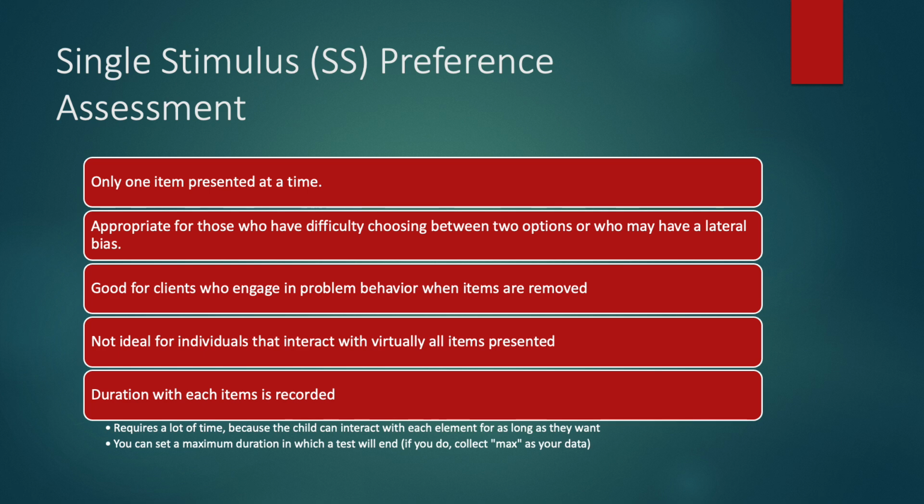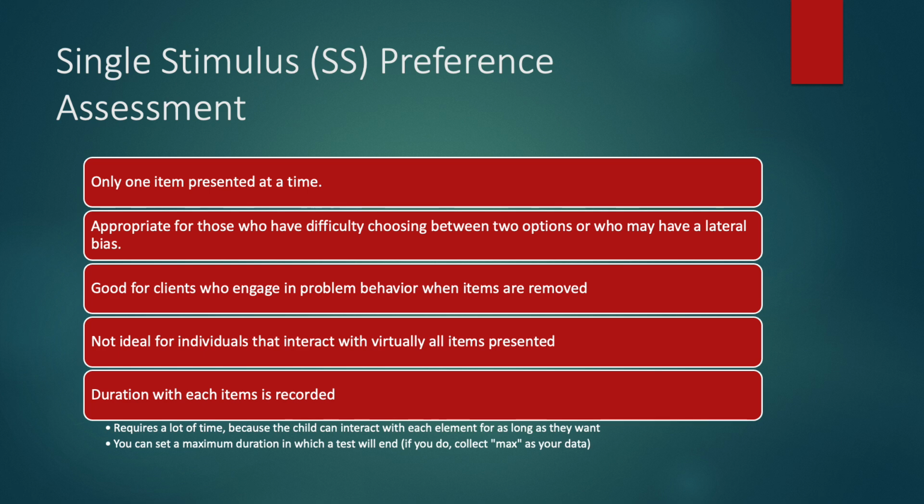And then this preference assessment is not going to be ideal for individuals that want to interact with all items that are presented. So what this means is, as I mentioned, in a single stimulus preference assessment, you're going to present one item. Once that child is done interacting with that item, you remove the item, and then you're going to bring out the next item. You'll leave that second item there for as long as they interact with it. Once they're done interacting with it, you're going to remove the item, and so on and so forth. Then you do the same thing for however many items you want to assess preference for.